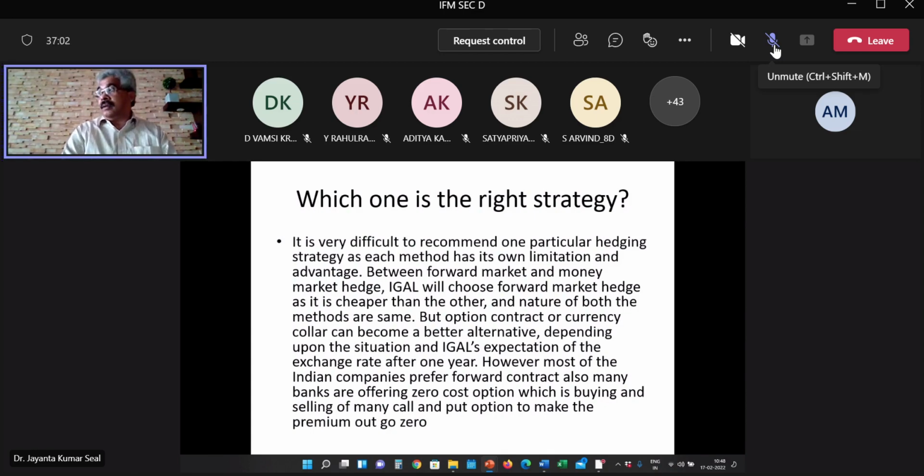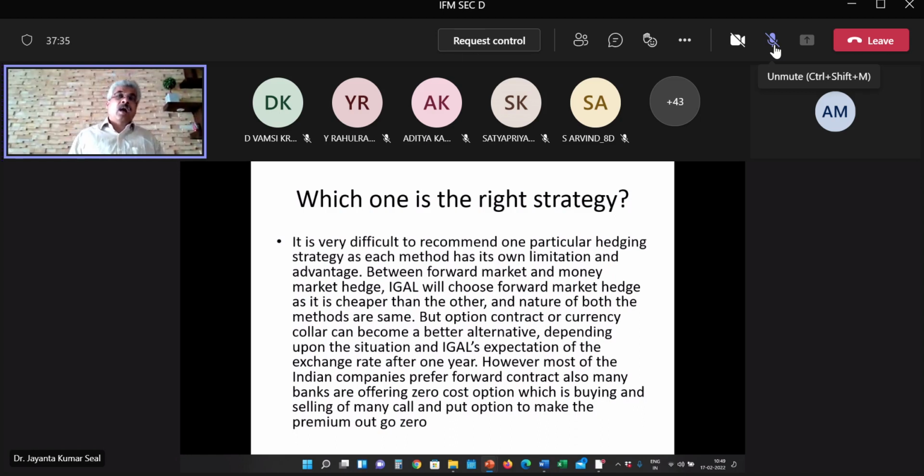Now, why are most of the trades in the world in forward contracts? Most of the transactions are forward contracts because that is the most popular method all over the world. In India also, forward is the most popular one and the simplest one.